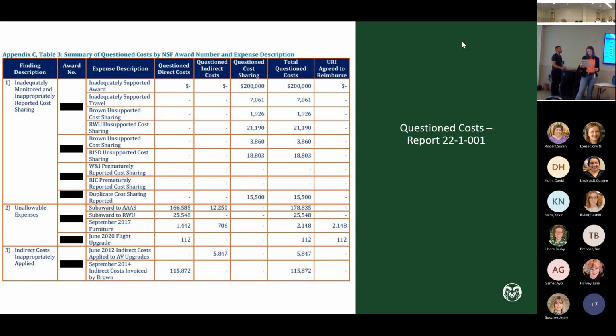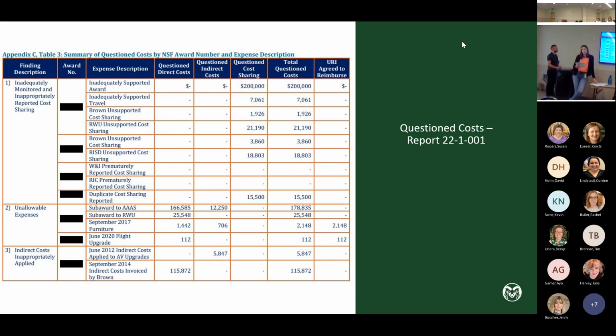Number 2, unallowable expenses. This group was budgeted as a consultant, but then the institution issued it as a subaward instead. There was no prior approval for that subaward, so it was deemed unallowable. So again, just make sure prior approval happens if you're going to change things. One of the subs issued another sub, a tertiary sub, and again, there was no approval from NSF to do that. So that was deemed unallowable, even though that tertiary sub was doing the scope of work. It just wasn't previously approved.